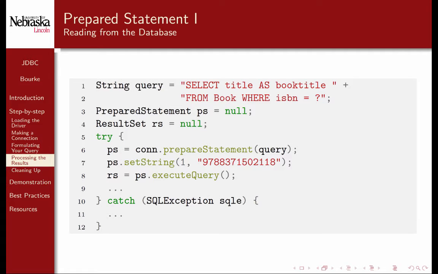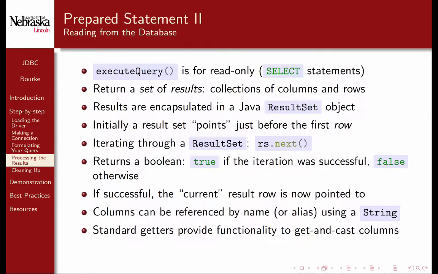We still create a prepared statement and set its parameters the same way, but to retrieve the results, we use the executeQuery method instead. The executeQuery method returns a set of results. That is a collection of rows and columns. In Java, this is represented using a resultSet object. The resultSet is a collection that you can iterate over.